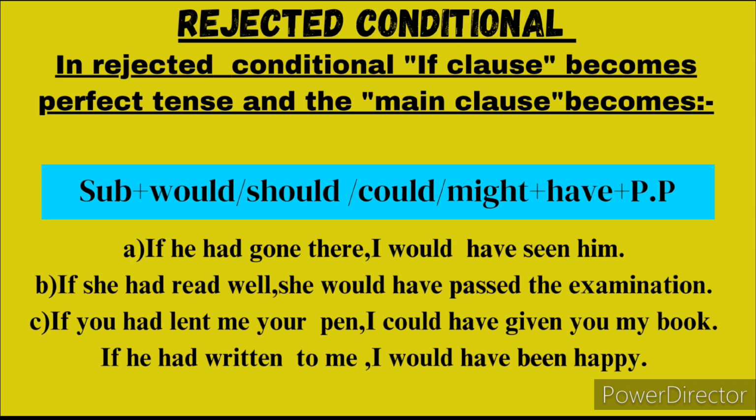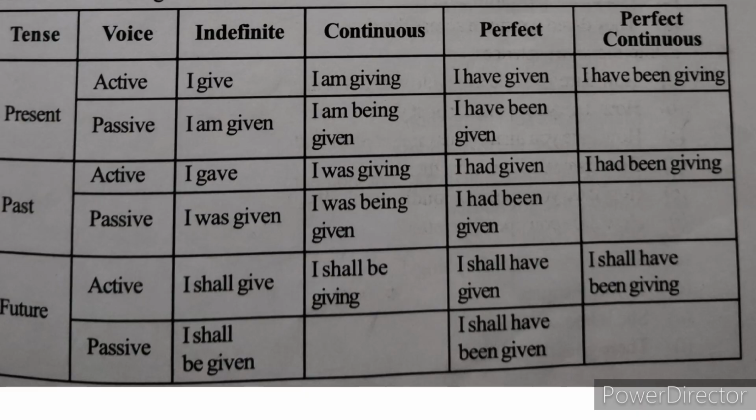Rejected conditional. In rejected conditional, the if clause becomes perfect tense and the main clause becomes subject plus would, should, could, might plus have plus past participle. For example, if he had gone there, I would have seen him. If she had read well, she would have passed the examinations. If you had lent me your pen, I could have given you my book. If he had written to me, I would have been happy.